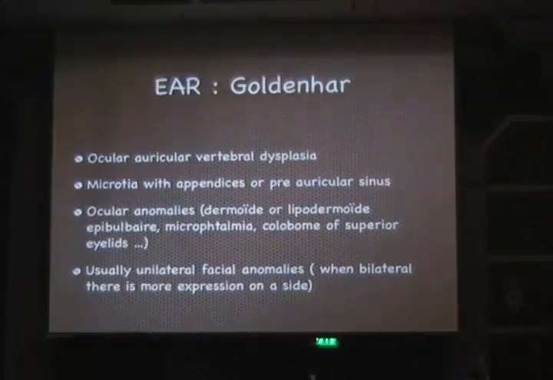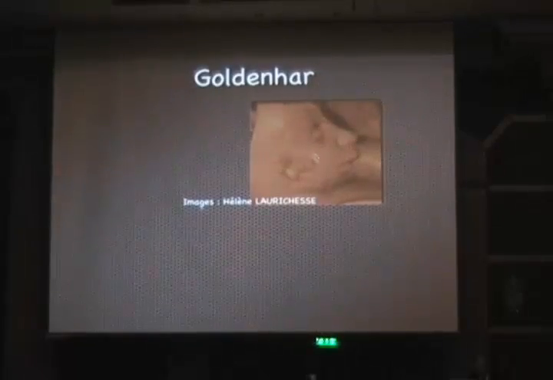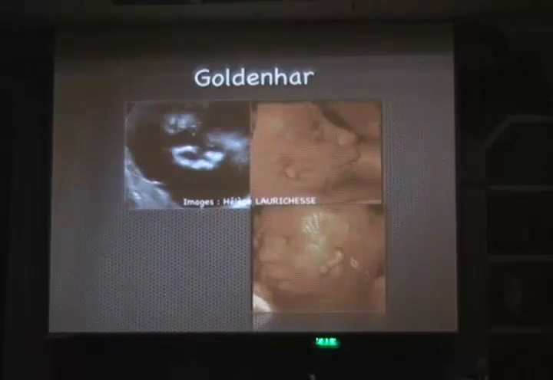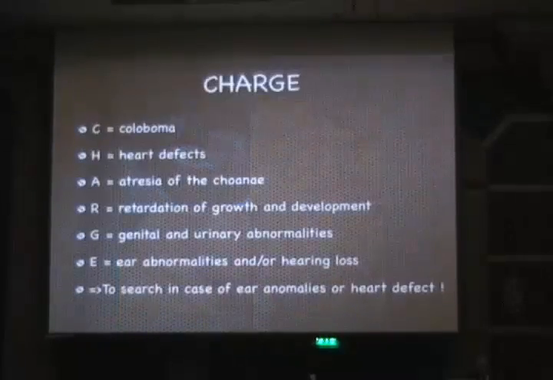In golden ear, you see the golden eye. It's an asymmetric malformation of the ear. On one side it's a little bit normal, on the other side it's really very abnormal. This is a golden eye sign. The charge is an association. This is a baby I saw 6 months ago.